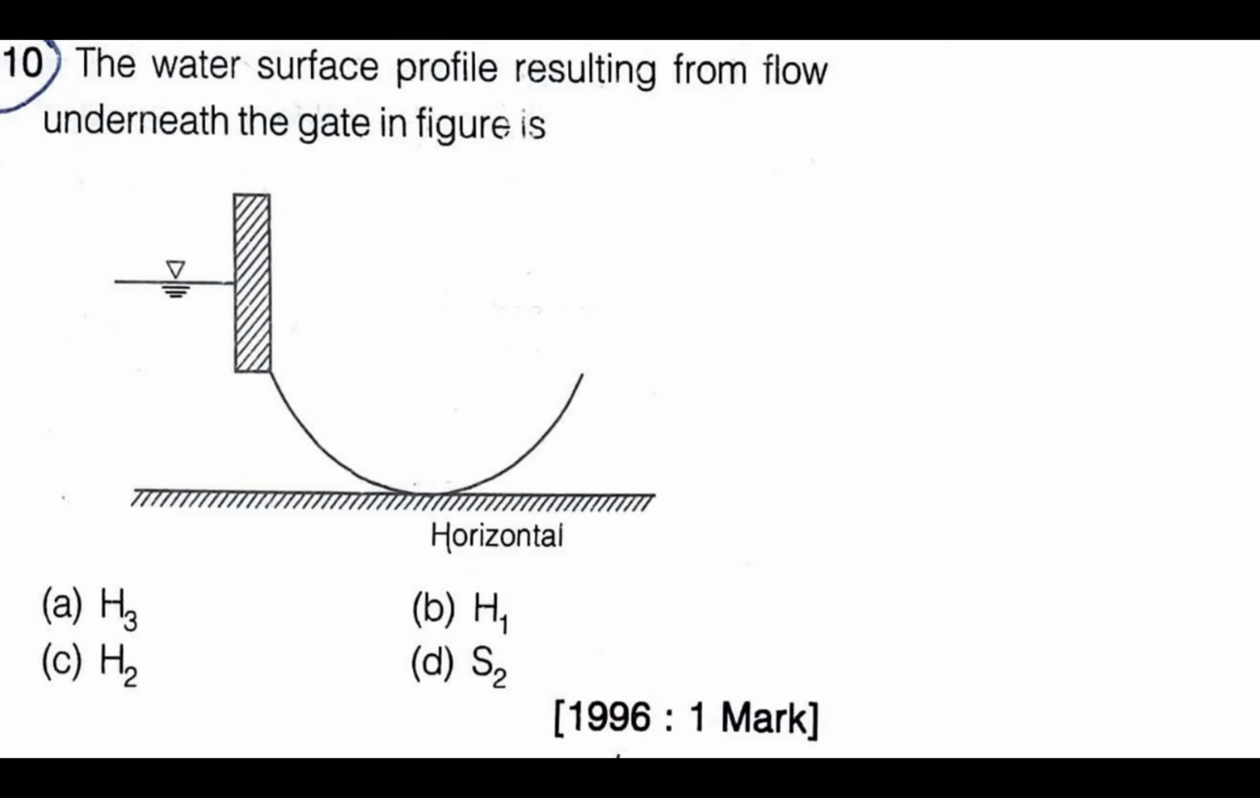Now moving ahead to the next question. The water surface profile resulting from flow underneath the gate in the figure is. Okay, so this is the gate, and water is flowing like that. This is the water surface profile. The water surface is going in the upward direction. So what is H1, what is H2, what is H3?